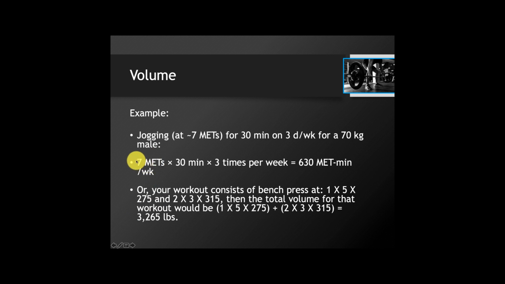Same thing goes with jogging. If I wanted to increase my METs to 8 and I did 8 METs for 30 minutes, 3 days a week, that would change my total volume, right? And that would increase my volume. Or I could decrease it if I wanted to. So we can manipulate these variables to calculate volume to give us an overall look at what that regimen, that training session looks like for the day. Okay? I hope that makes sense.